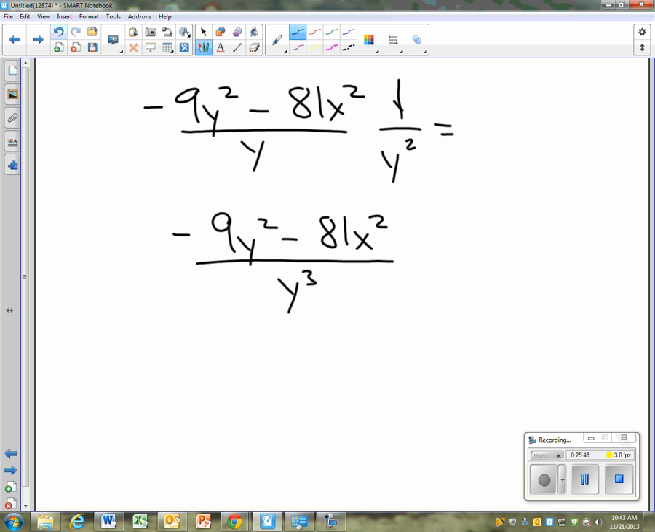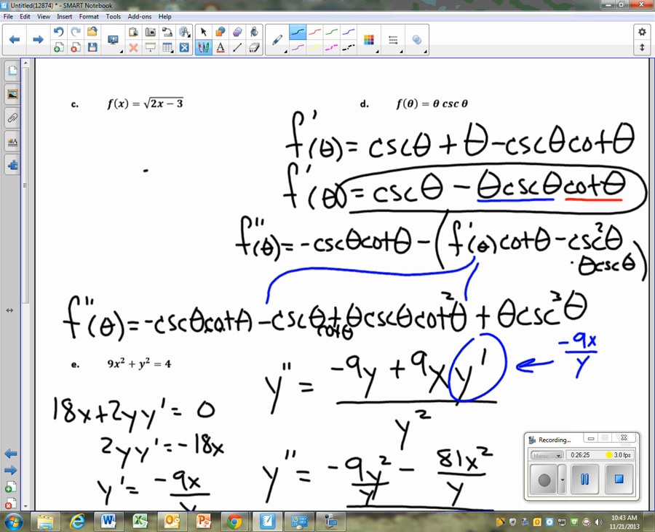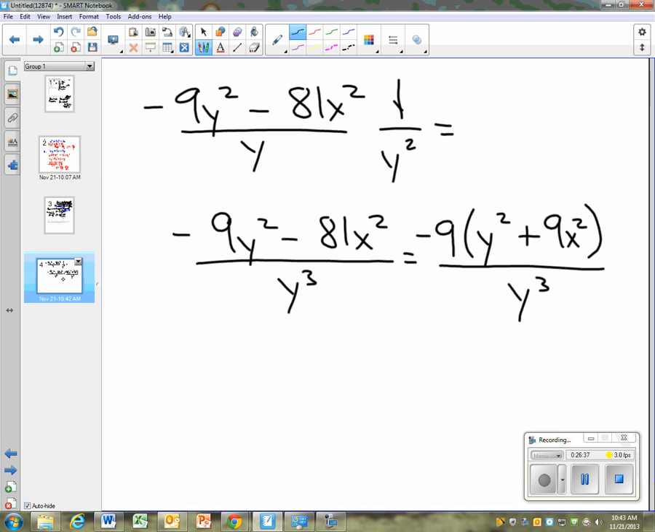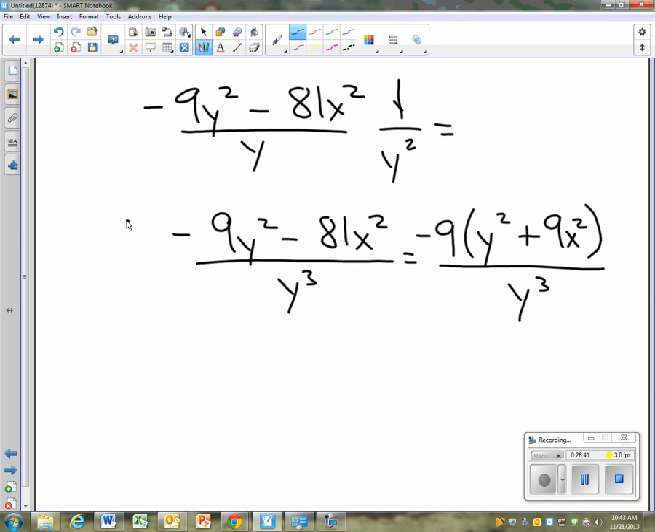There's such a beautiful trick here at the end. It's just one more step, and I want to show you guys something, okay? Just watch. It's so cool. Everybody see that? What is y squared plus 9x squared equal to? 4. Do you see? I factor out the negative 9. I came up with my 9x squared plus my y squared, which is just 4.